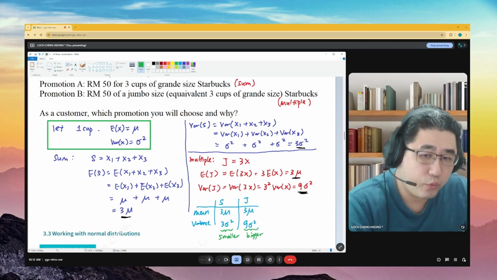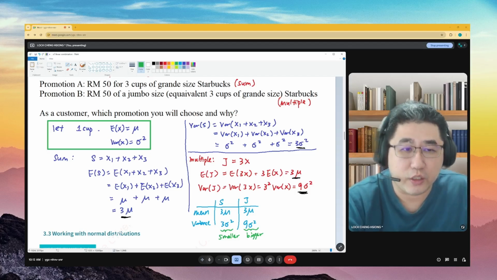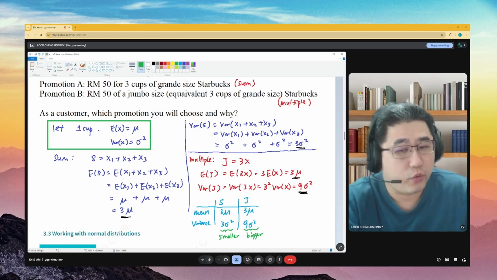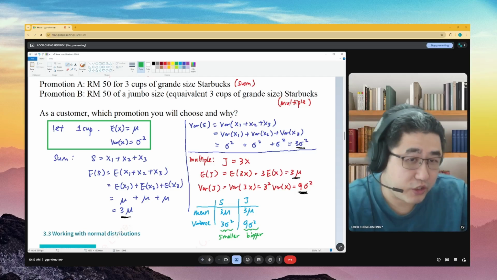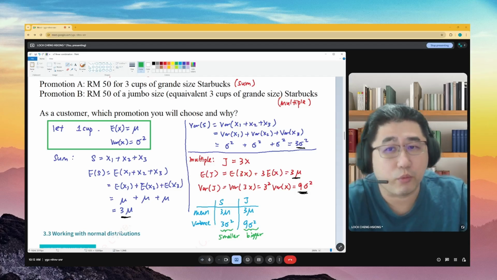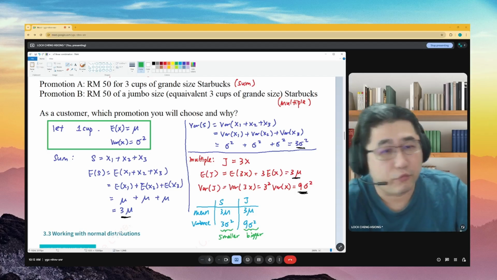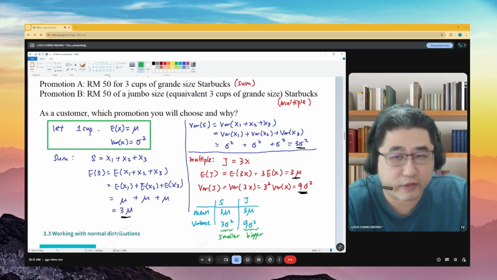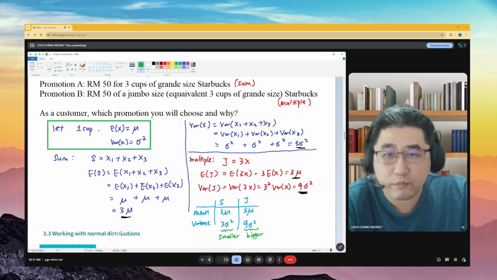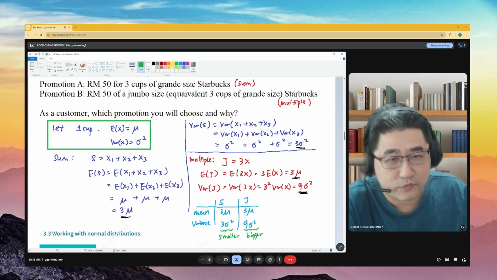As the customer, we want something more consistent when you actually receive the product. Therefore, we will choose to go for the smaller variance. So with logical thinking, we will go for promotion A for this offer. Of course, we are not involving any sentimental value or any other factor. It's purely investigating based on the context of this topic. So this is the difference between sum and multiple.